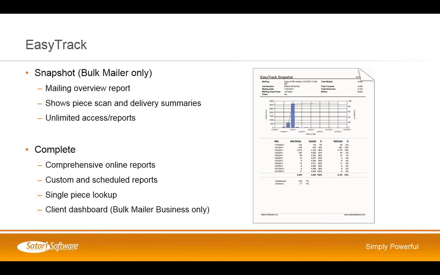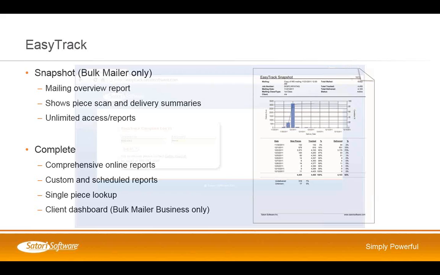Another variant of EasyTrack is called EasyTrack Complete. In addition to the snapshot report, you have access to a comprehensive set of online reports, and there are all these different customizations that you can do there. There's the single piece lookup. You can look up the information based on the facility. And you also get login information for your customers. If you're a mail service provider and want to provide them their own user ID and password, that's available, and that's only available with Bulk Mailer Business.